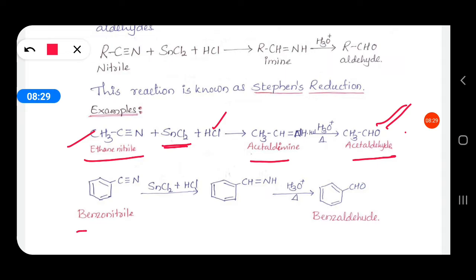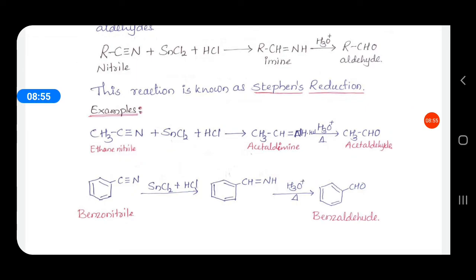Another example, aromatic benzonitrile, C6H5CN, which on reduction first forms benzaldehyde imine hydrochloride. So it is the imine hydrochloride salt that is formed, which on hydrolysis gives benzaldehyde.